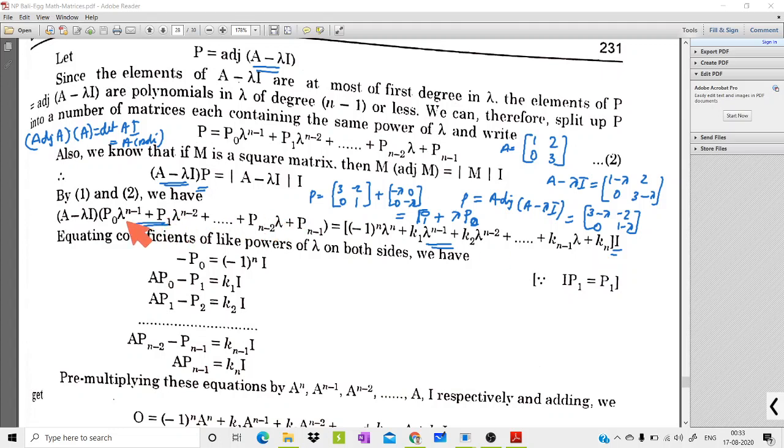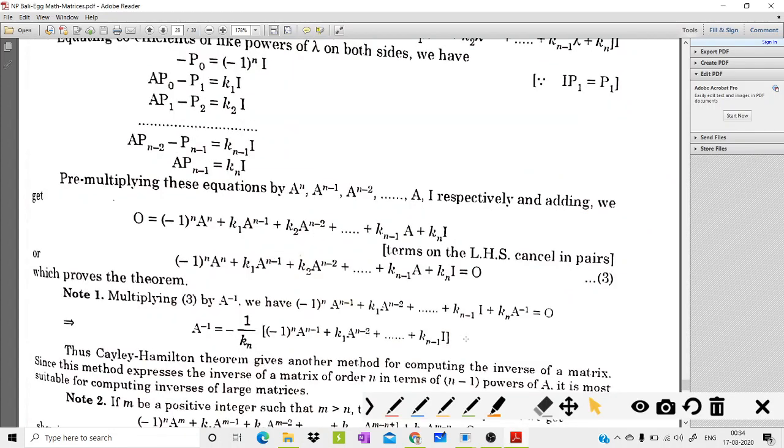When we multiply out the left side and the right side and equate the coefficients of lambda raised to n, n minus 1, n minus 2, etc., you get these equations. Now by adding the two sides of these equations, you get 0 is equal to this.